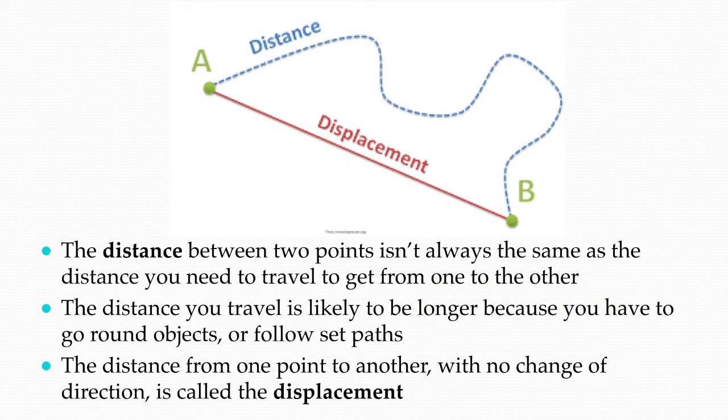The distance between 2 points isn't always the same thing as the distance that you need to travel to go from one to the other. The distance that you actually travel is likely to be longer because you have to go round objects or follow a set path. The distance from one point to another without changing direction is called displacement.